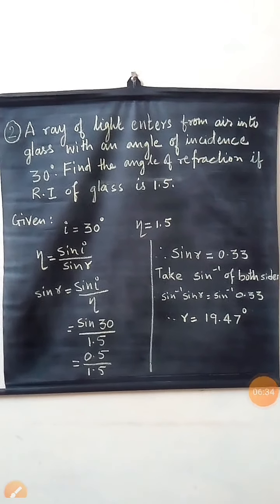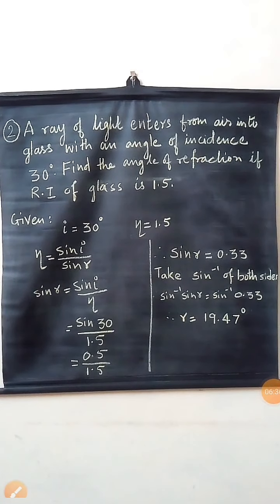The next problem: a ray of light enters from air into glass with an angle of incidence 30 degrees. Find the angle of refraction if the refractive index of glass is 1.5. So we have to calculate the angle of refraction, that is R. First write down the given data.